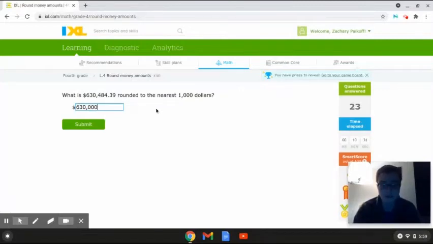So the answer for this problem is $630,000 because we took a look at the key digit, which was 0, and saw that the number next to it was less than 5, so we rounded it down and it became $630,000. And that is how to solve this problem. So I'm going to be doing a couple more with you guys.